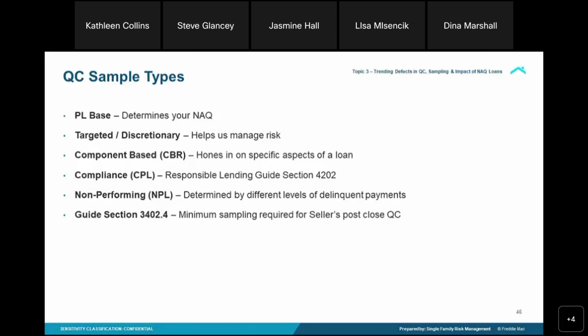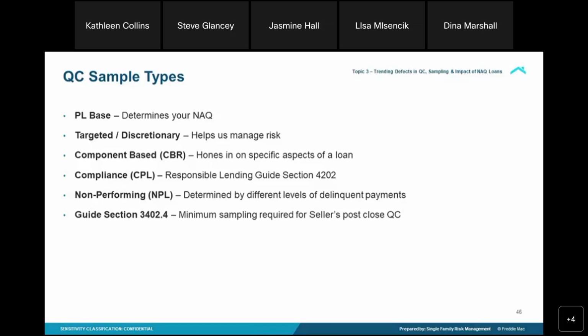So here we're going to take a quick moment to discuss the different sample types that Freddie Mac uses in QC. Our PL base is our random monthly sample. You receive this request on about the 10th business day of the month, and it is determined by your volume and your not acceptable quality rate. Then we have our targeted or discretionary samples, and Freddie Mac uses many models based on historical defects from thousands of loans to manage all the different types of risk that we see.